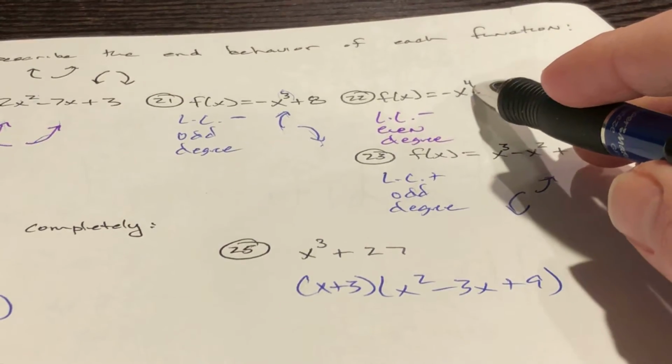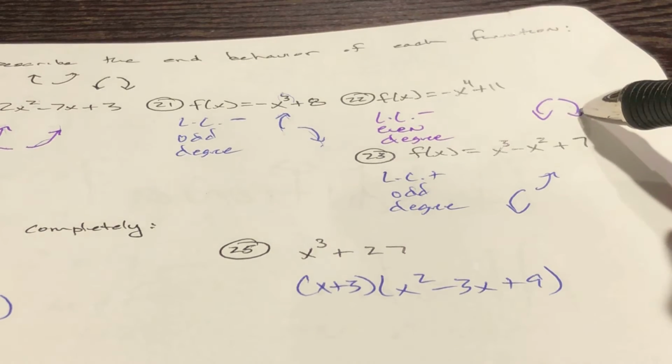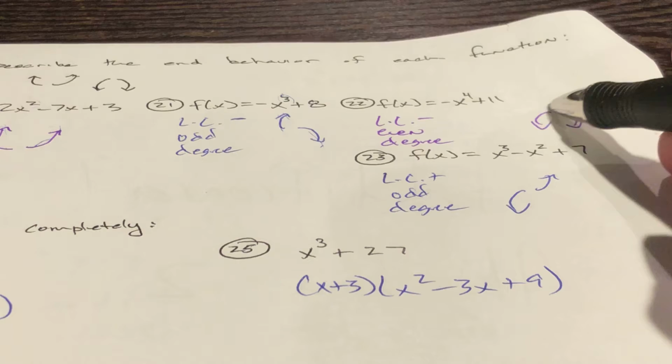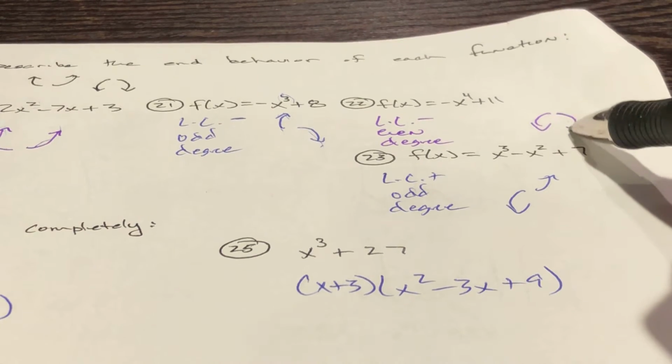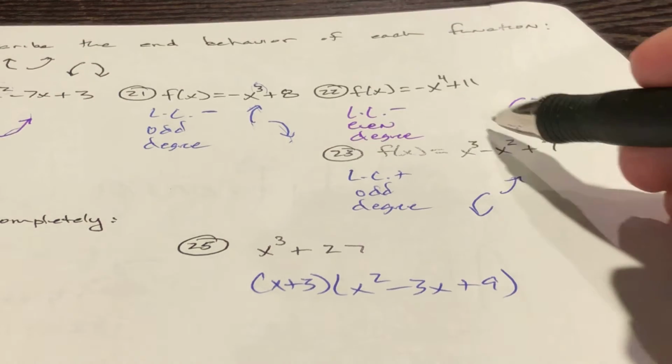Here we go, number 22. Leading coefficient is negative, so it again ends by going down. Fourth power is even. Even degree means it has the same end behavior. So if it ends by going down to the left, it also goes down to the right.